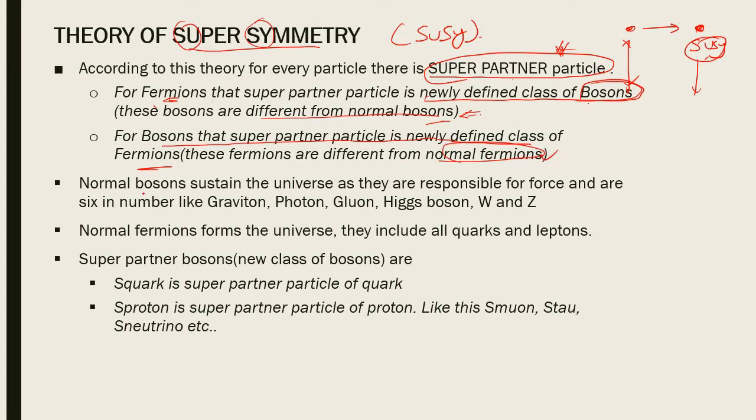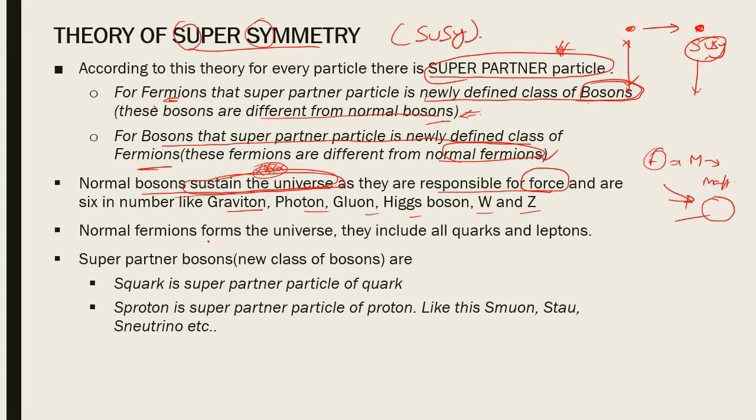Normal bosons sustain the universe. This phrase is important, they may ask in prelims. Normal bosons sustain the universe as they are responsible for force. If force is there, only then will there be mass. If mass is there, only then will there be matter. If matter is there, only then will there be a universe. So without force, there cannot be any universe. So bosons sustain the universe, and they are 6 in number: graviton, photon, gluon, Higgs boson, W and Z.